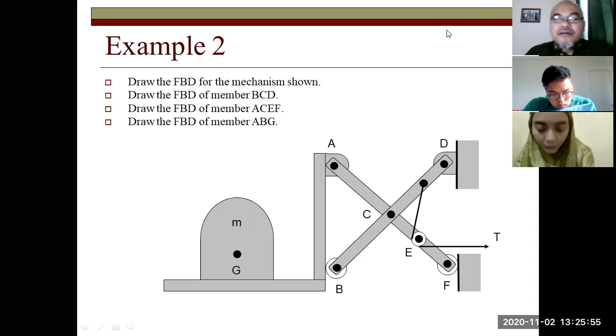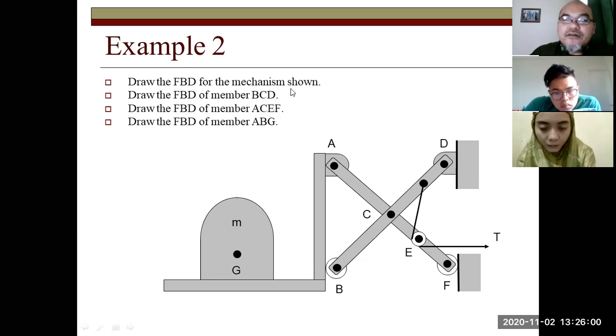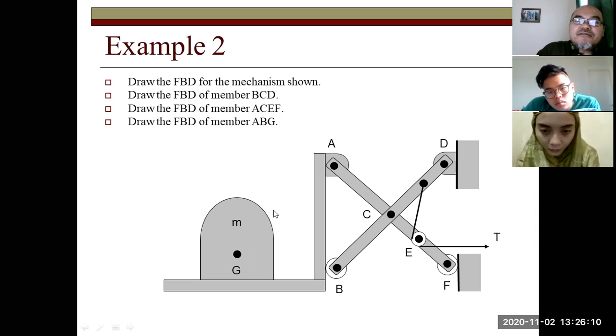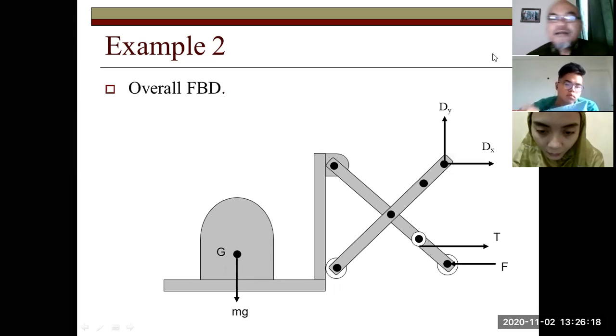So draw the free body diagram of the whole structure. Draw the free body diagram of just the member BCD. Draw the free body diagram of just member ACEF. Draw the free body diagram of member ABG. Where is ABG? ABG, here, the left structure. So how would it look?